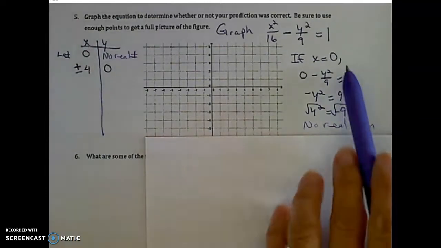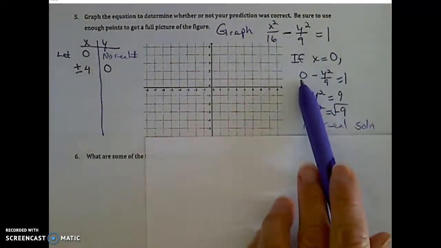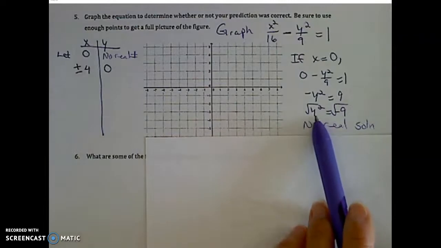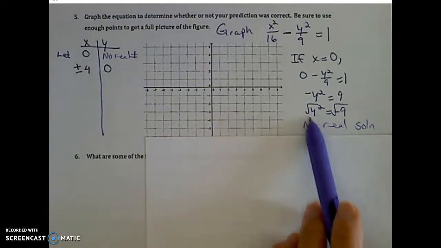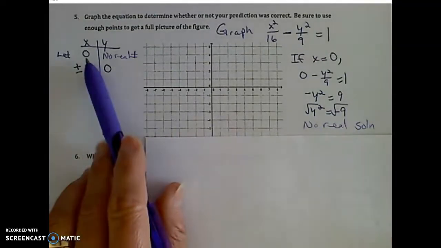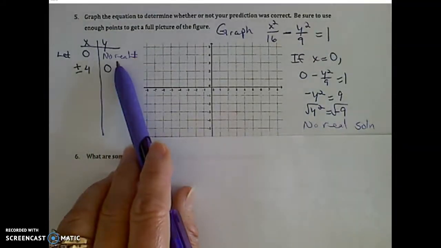Okay, if I let x equal 0, then that first term is gone. Solving for y, I multiplied both sides by 9. Divide through by -1, and y squared equals -9. Take the square root of both sides, and I don't get a real number, square root of -9. So if I let x equal 0, I have no y value.